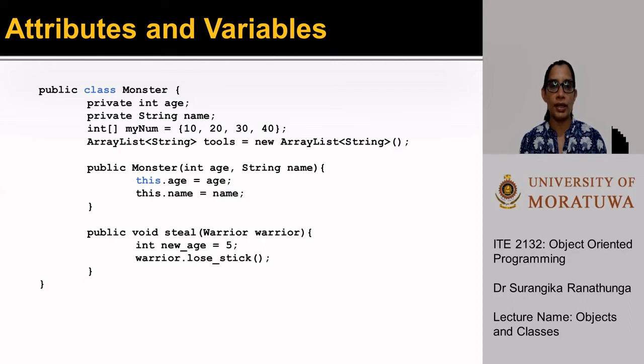And the next one is again a complex variable because this myNum variable refers to a data structure, specifically an array. So next we have the tools attribute, which is an ArrayList. The difference between array and ArrayList is that when an array is created, its size is fixed. That means if we say the myNum can carry only 4 values, throughout the program execution, it can carry a maximum of 4 values.